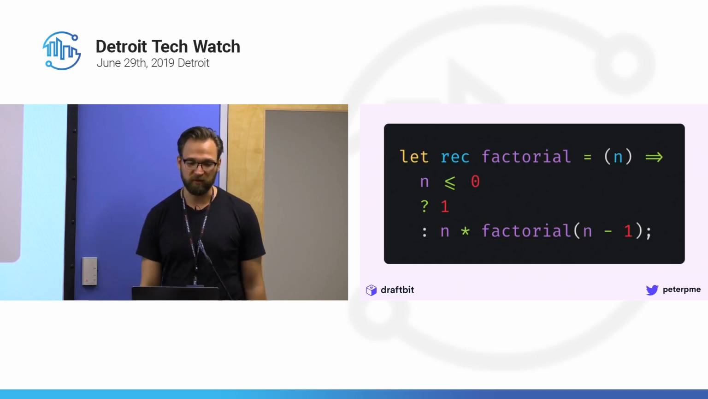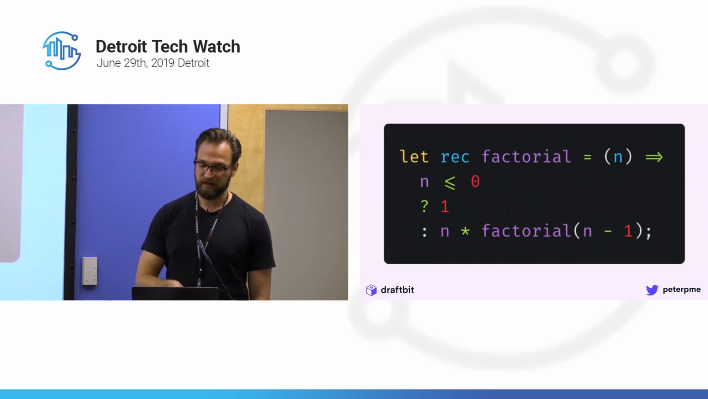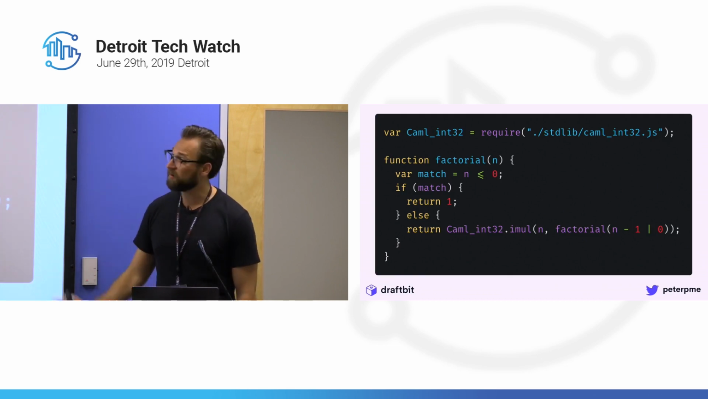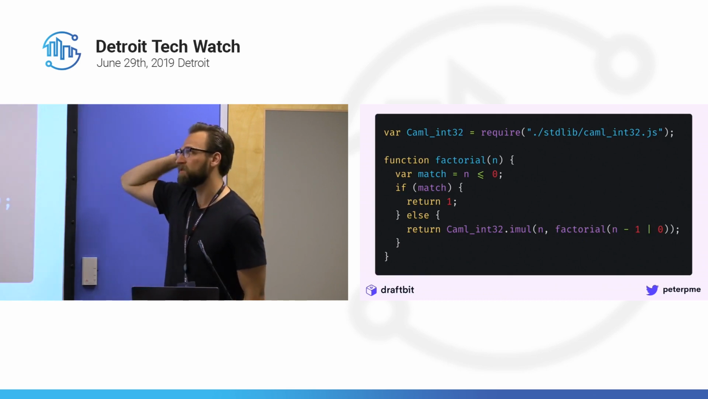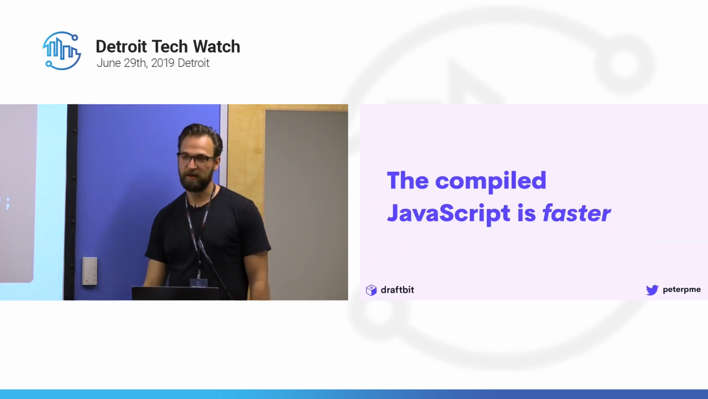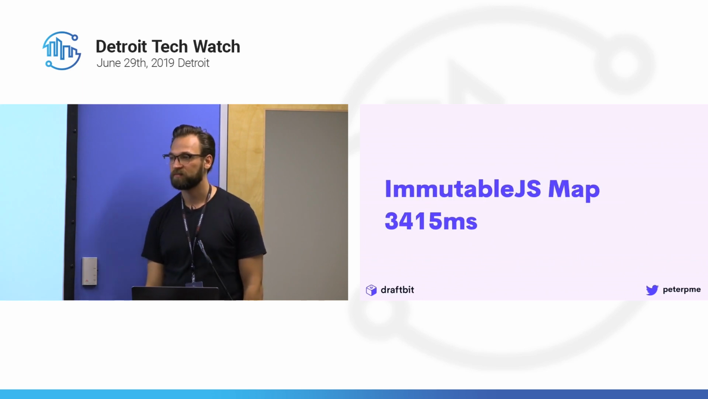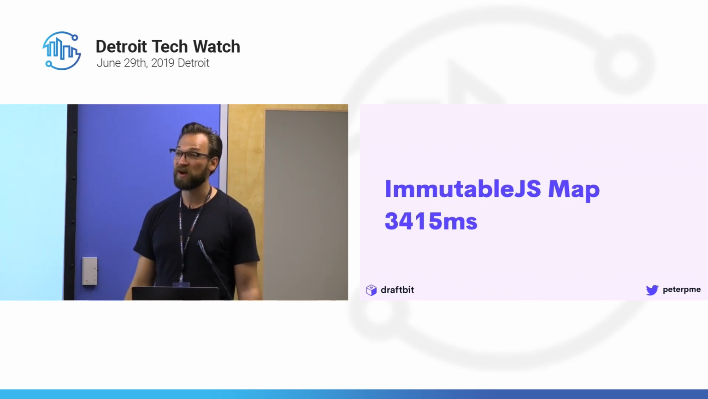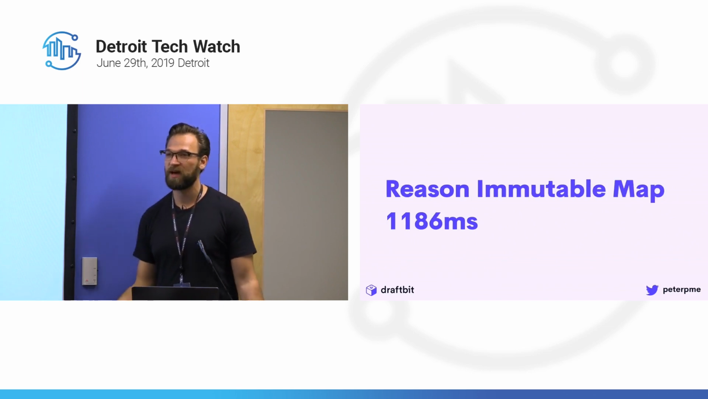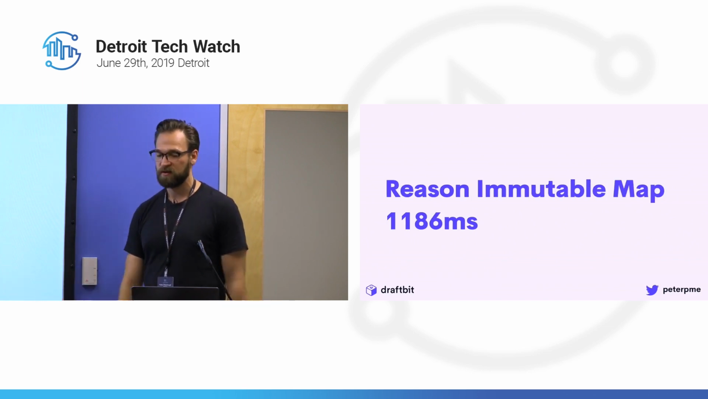And in terms of a factorial, right, Reason is actually a lot easier to write factorials. There's the same thing on the JavaScript side. It imports this library at the top, and you're like, oh, okay, it's importing a library. But the rest just sort of makes sense, and the compiled code is a lot faster, too. Look at an immutable JS map, which is already really, really fast. Immutable data structures are super fast. A Reason immutable app is 3 times as fast, right?